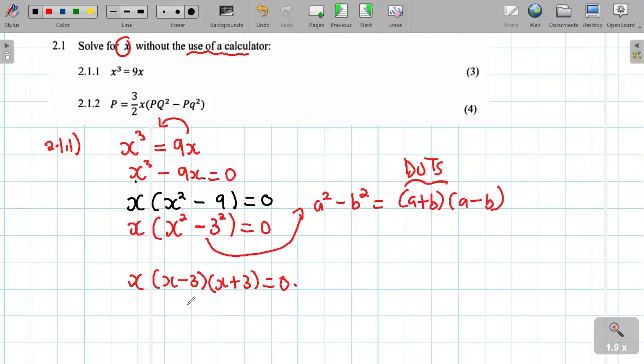So can we conclude our answer? x equals 0, x equals 3, x equals negative 3. You are done, child. 3 marks, 1, 2, 3. All right. You can practice a lot of things every time. When you see the thing of difference of two squares, okay? Difference of two squares, right?